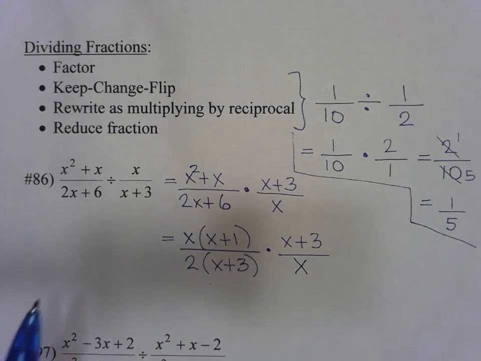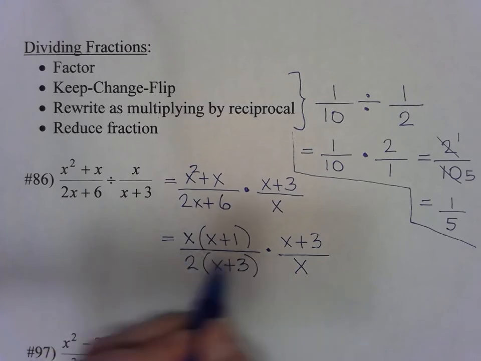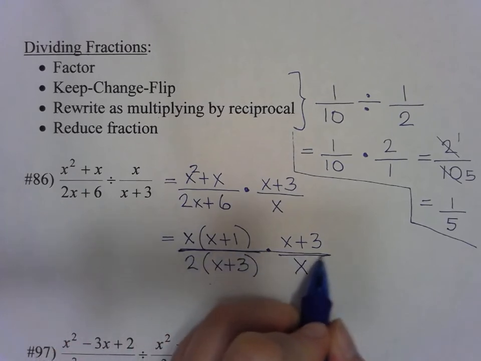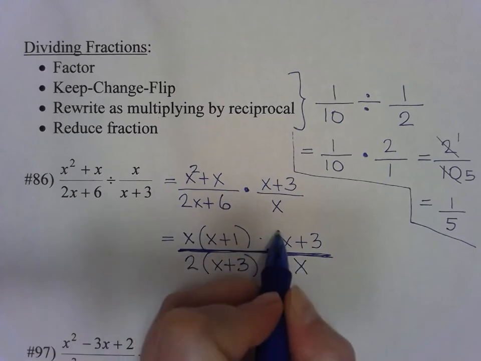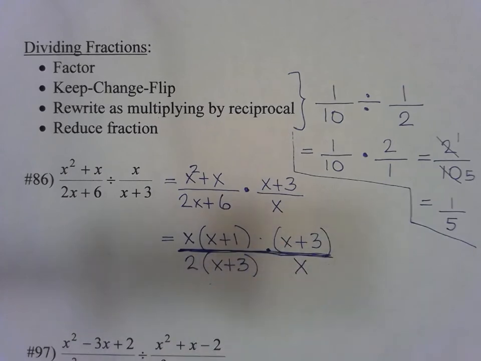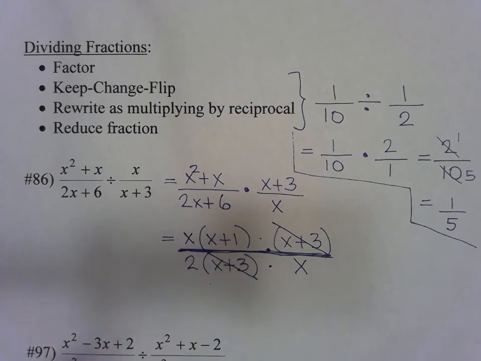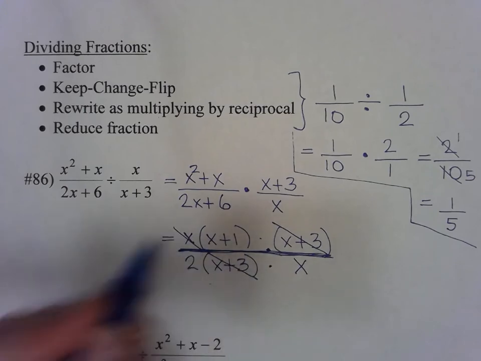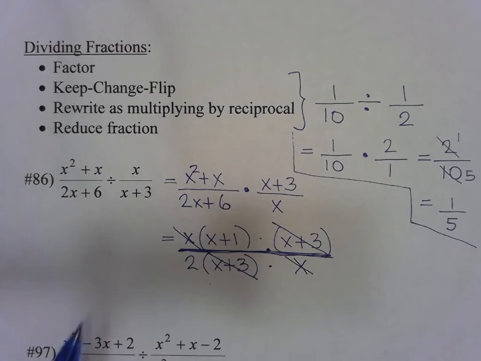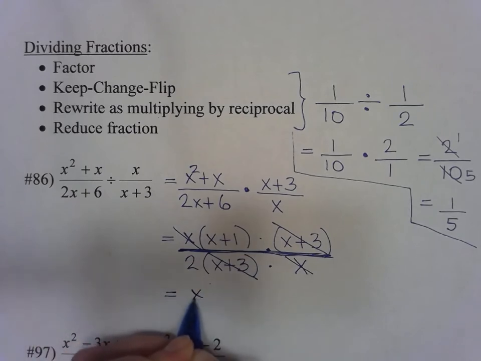Okay, here we go. I'm going to be lazy again. We're multiplying, so we're just going to connect the dots here. Everything in the top is now multiplied. You can put parentheses if you want. Everything at the bottom is now multiplied. So I can cancel 1 for 1, x plus 3 and x plus 3, x and x. So my final answer will be x plus 1 over 2.